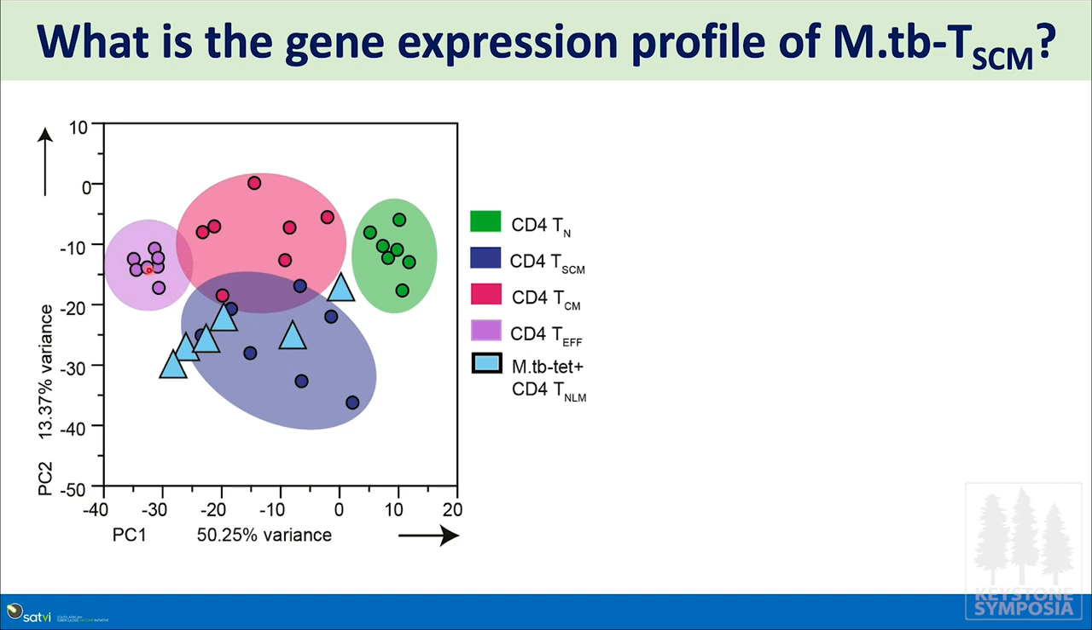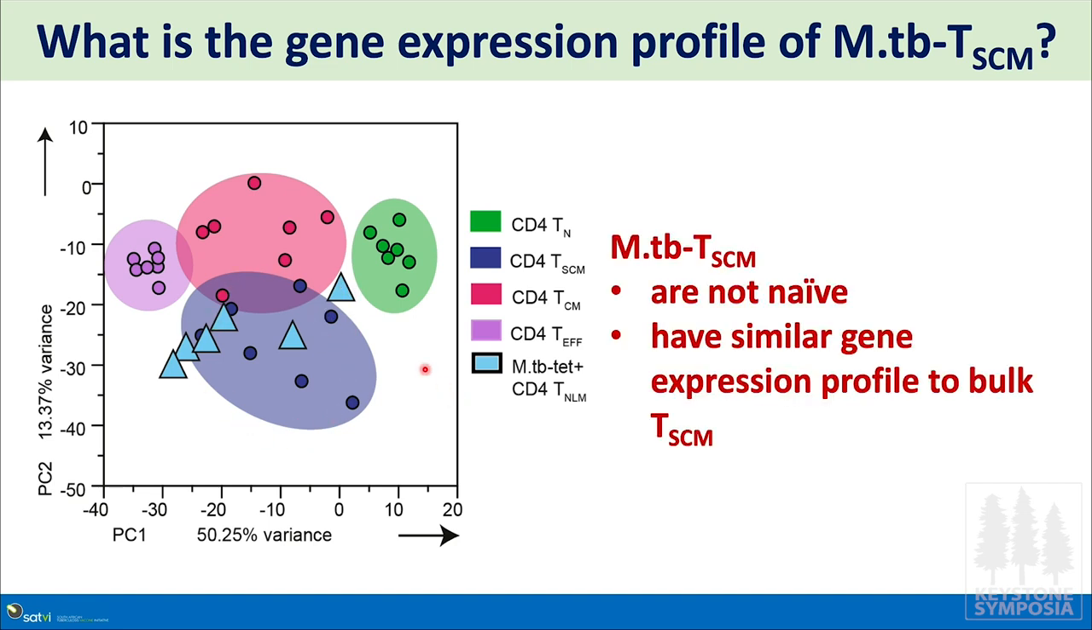But what was really interesting for us and reassuring is that even though we didn't use CD95 to identify the stem cell memory cells, shown here in the blue triangles, the MTB-specific stem cell memory cells actually clustered with bulk TSCMs, showing that these MTB-specific TSCMs are definitely not naive, and they have a similar gene expression profile to bulk TSCMs.